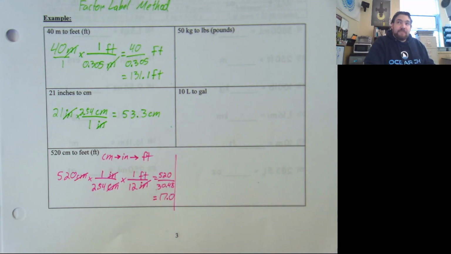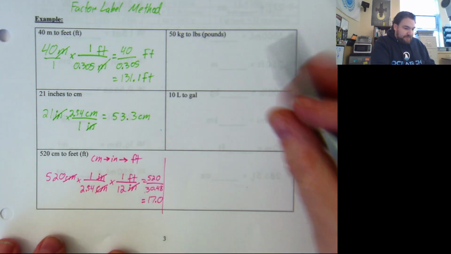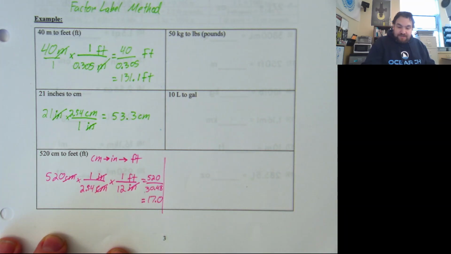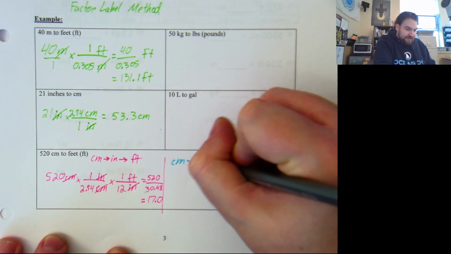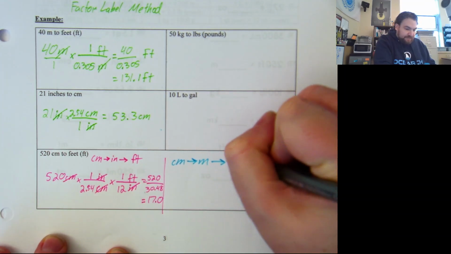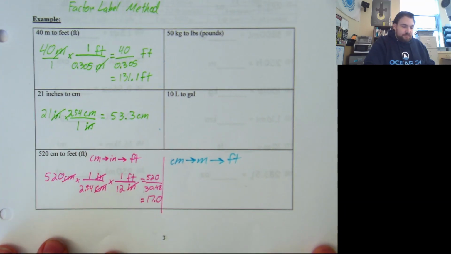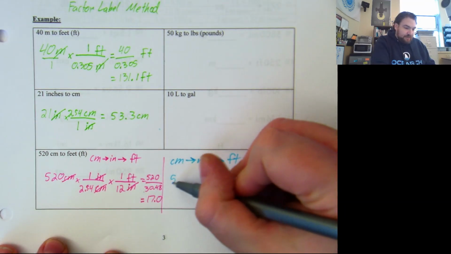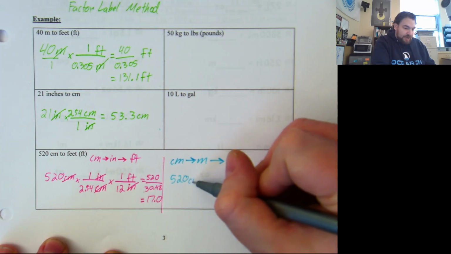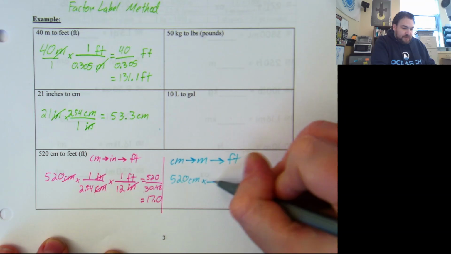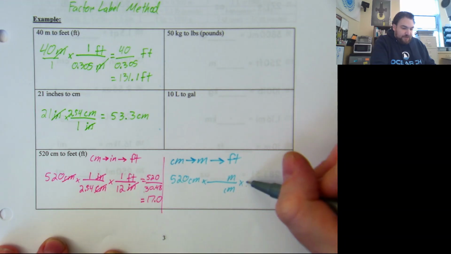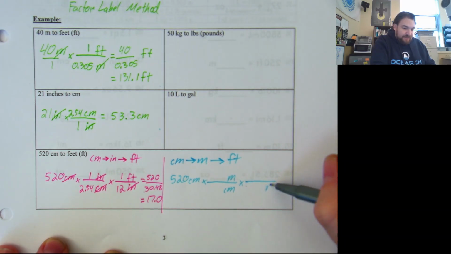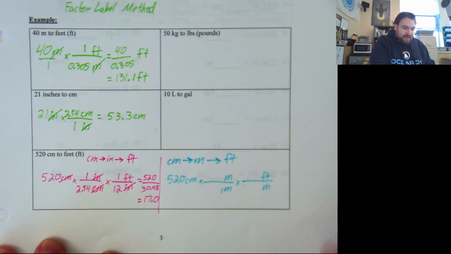Okie dokie. Let's check the next one. The next one you guys said was centimeters into meters and meters into feet. Let's take a look. Hold on. 520. We're going to multiply that. We're going to put the centimeters on the bottom, the meters on the top, and then we're going to multiply that by meters on the bottom and feet up top. This will cancel our centimeters, cancel our meters, and give us feet.